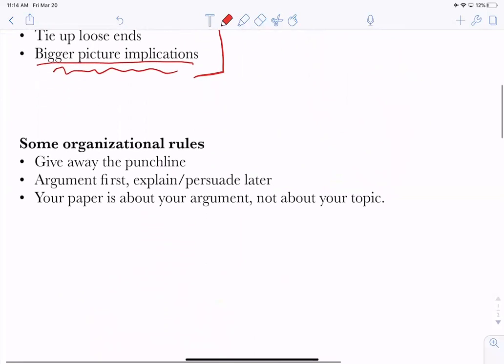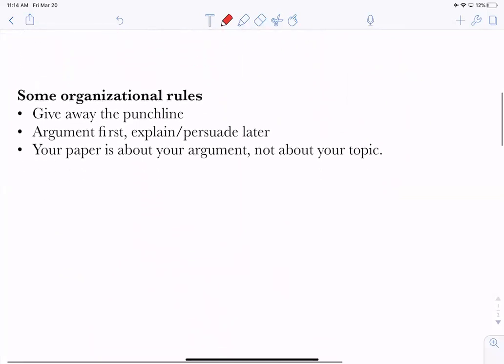And in general, I just have some organizational rules that come up a lot when I'm talking with students about their papers, so I thought I would give them to you now, and then we can talk about them again when you turn in your papers. The first one, and I don't know how to stress this strongly enough, is give away the punchline. Don't hold your best arguments till last. Give them first. Give them in that first paragraph or second paragraph whenever you are stating your argument. Always give away your argument.